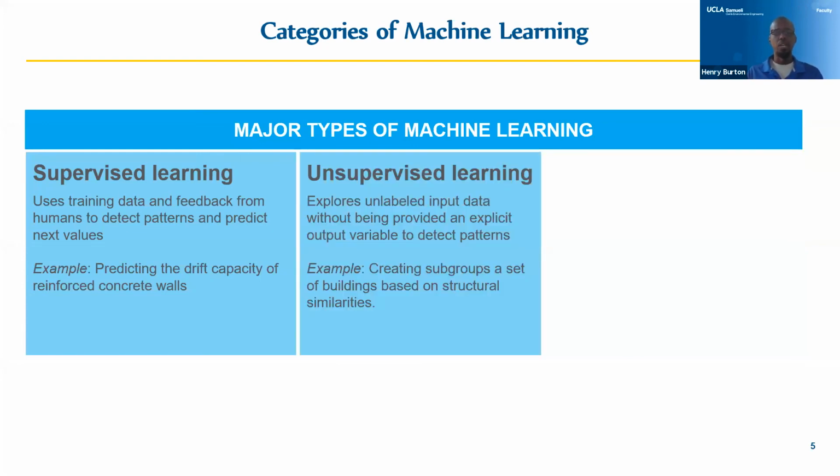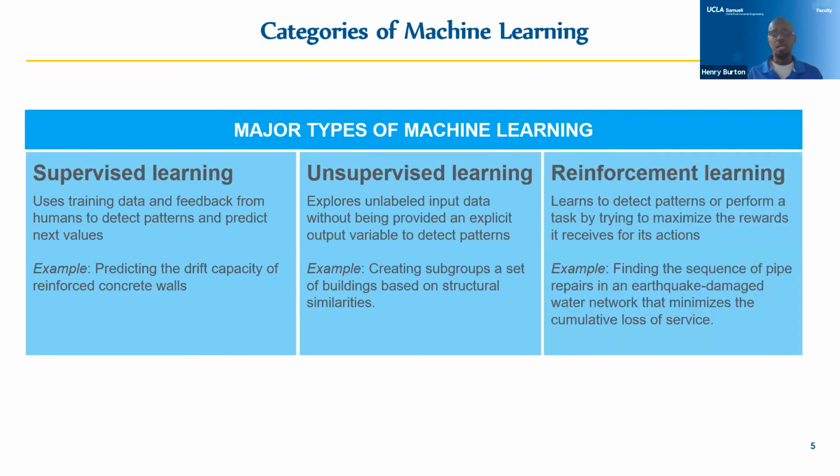Unsupervised learning is where you're just trying to explore the unlabeled data without making any explicit predictions, right? So for example, you might have a set of buildings that you're trying to place in subgroups based on some type of similarity. You're not trying to do a prediction. You're just trying to put them in groups based on some predefined similarity. So that would be unsupervised learning.